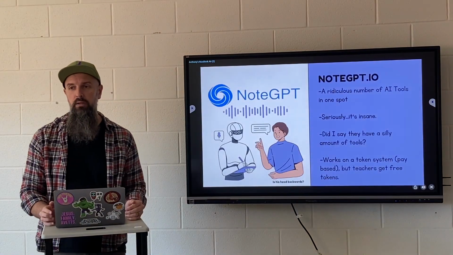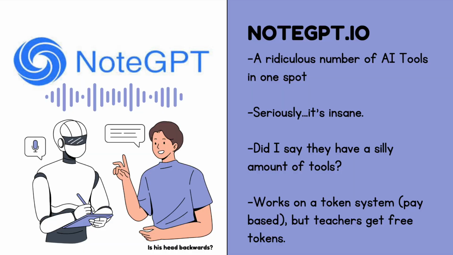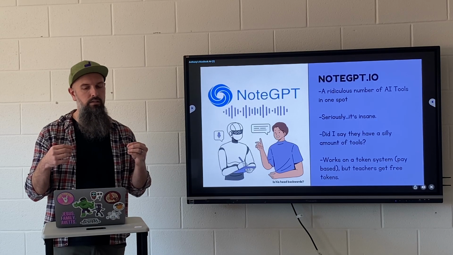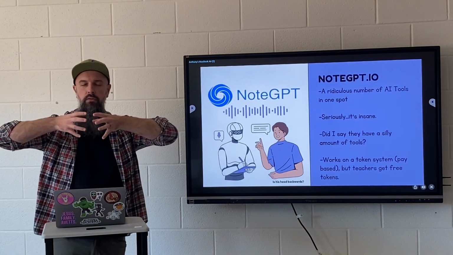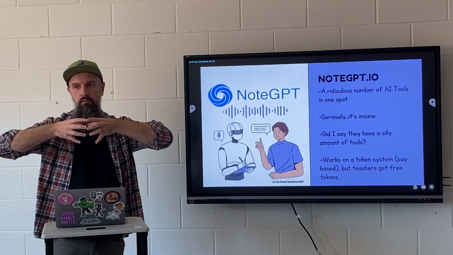Second one is NoteGPT.io. So essentially this is a repository of AI tools. So if you had 500 different AI platforms that each have their own little special sauce, it's like GPT grabs from all of those and puts them into one place.